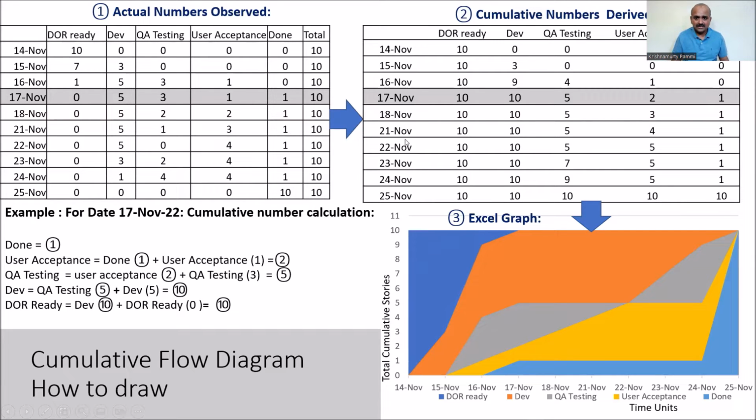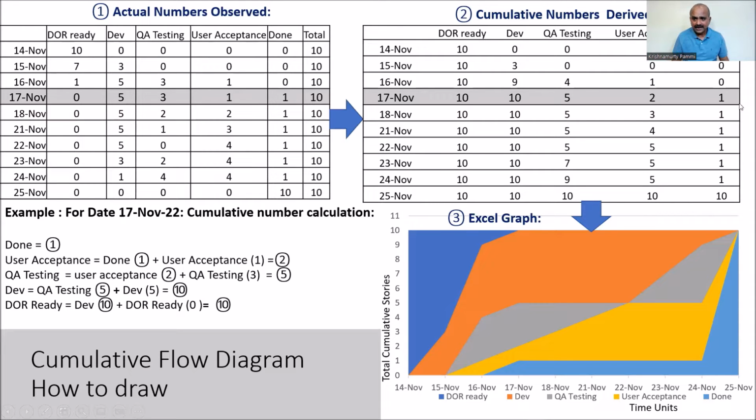For example, on 17th November. Now if you see actual numbers, 0 stories are in Dev ready state, 5 stories are in development status, 3 stories are in QA testing, 1 story is in user acceptance testing, and 1 story has deployed or done. Now total is 10. This is actual numbers. Now we have to transform into cumulative numbers.